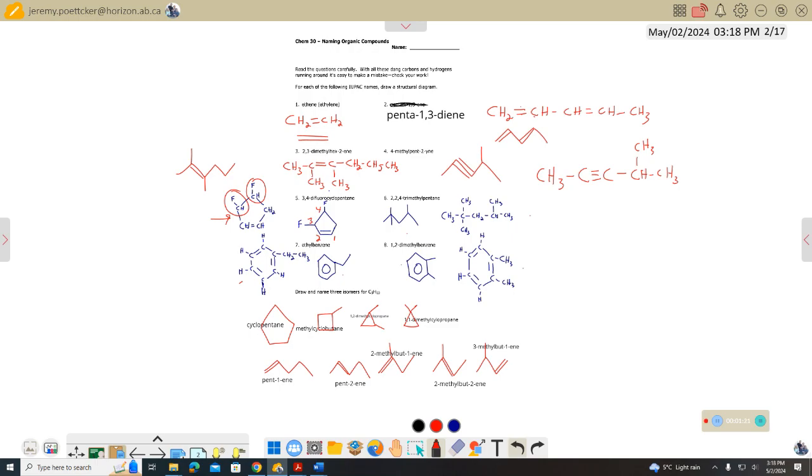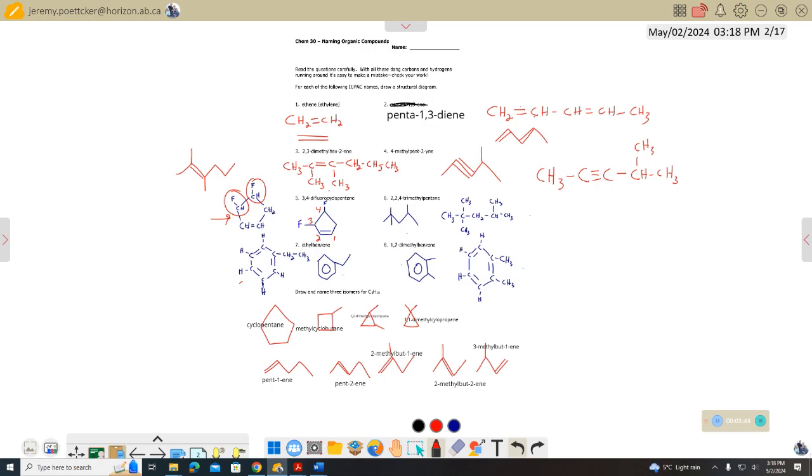And then I gave a bunch of isomers of C5H10. There might be more. These were the only ones I could come up with quickly. So we have cyclopentane, methylcyclobutane, 1,2-dimethylcyclopropane, 1,1-dimethylcyclopropane. All of those would have C5H10.